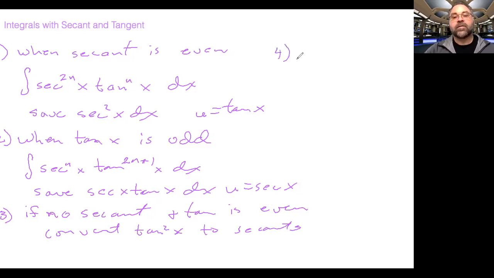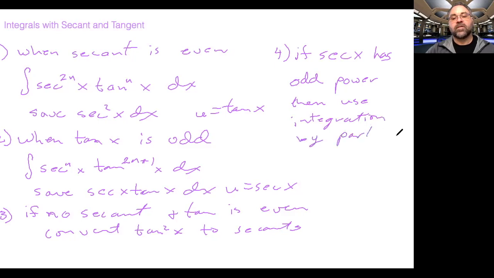Four, if it's just secant, has an odd power, then use integration by parts. Okay, and we saw that actually last week with the secant cubed antiderivative, when the same integral showed up in the process of solving it. And we had to then move the integral to the other side. That's how you solve that one.